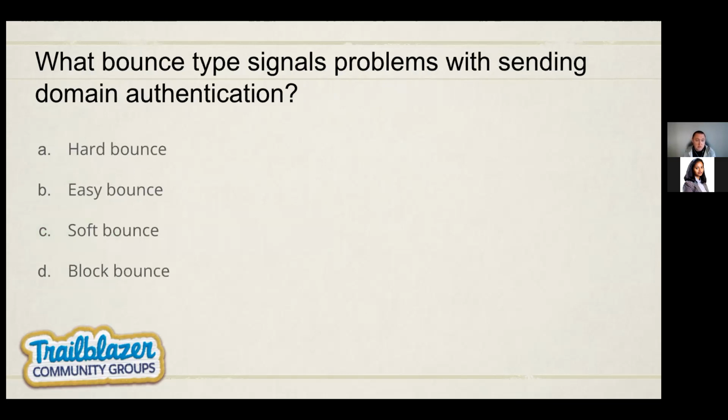What bounce type signals problems with sending domain authentication? I didn't drill into that specifically, but I had it on the slide. So if you paid attention, let's see if people recognize that. You've got D, A, C, another D. It's a bit of a tricky question too, so I take full responsibility for that. Good mix. If you said D, then you got it right. It is a block bounce. Hard bounce, soft bounce, just not necessarily what we were looking for. Good one. I do have one more.